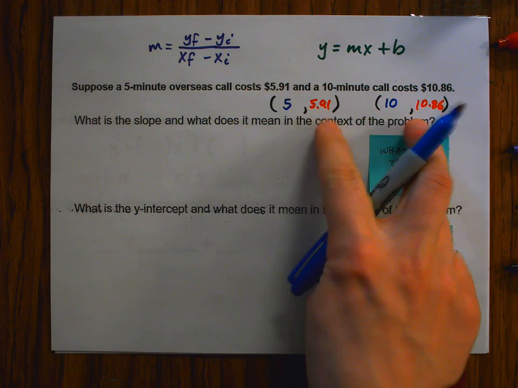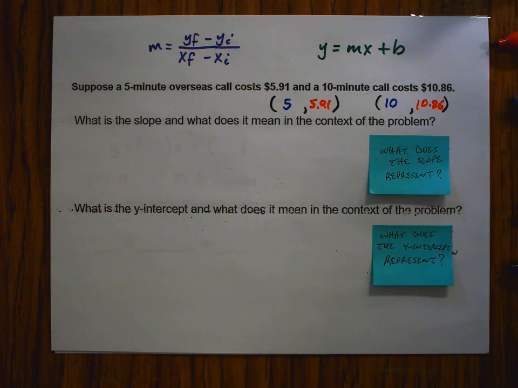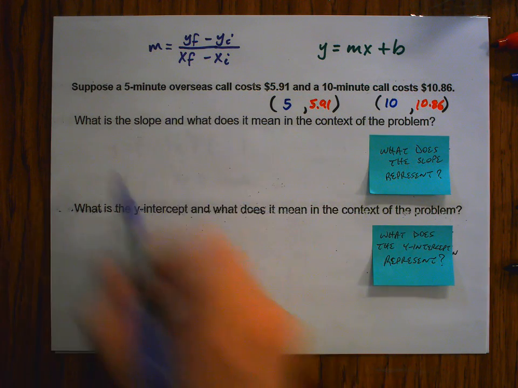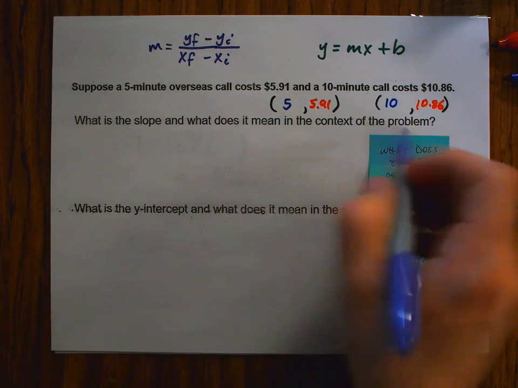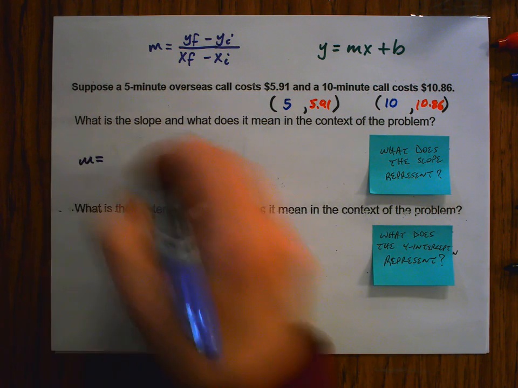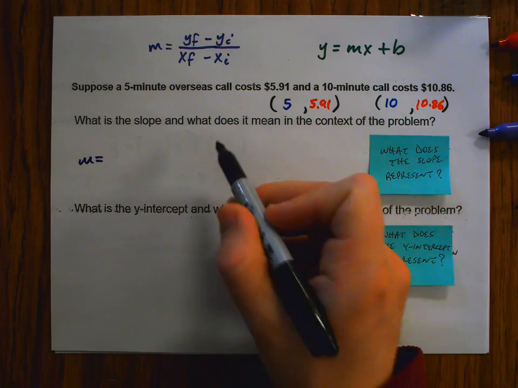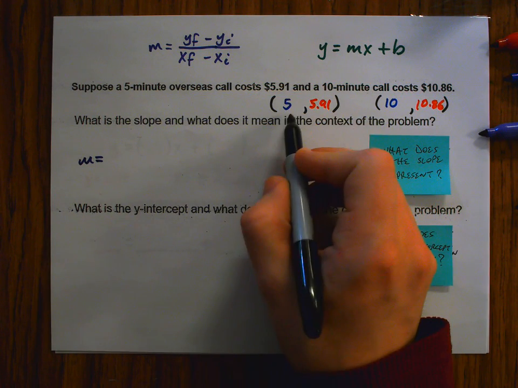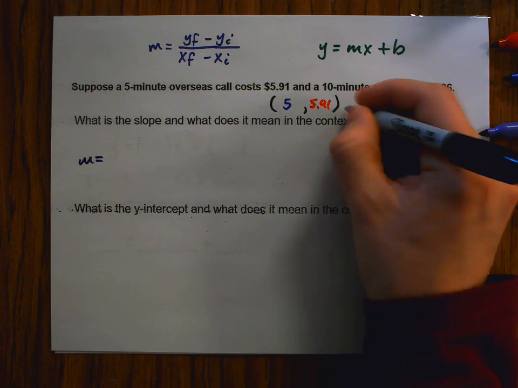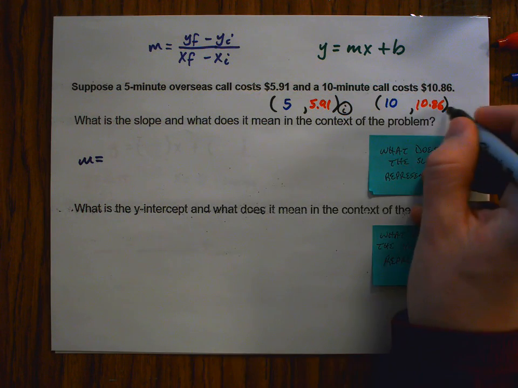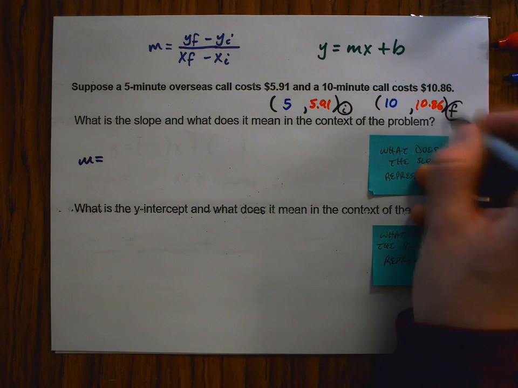Well, if you have 2 points, you can use your slope equation here to find the slope. Let's find the slope now. Using your slope equation, y final. Well, what is final? What is initial? This call came first. 5 minutes is less than 10 minutes. I'm going to call this my initial point. This came last. I'm going to call it my final point.